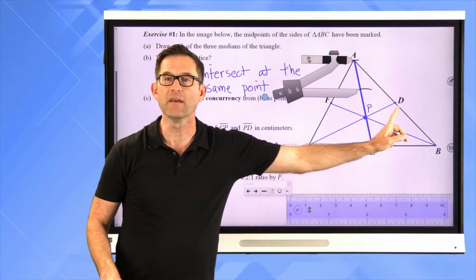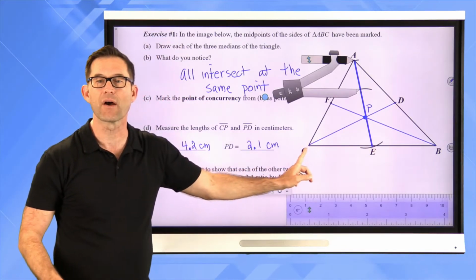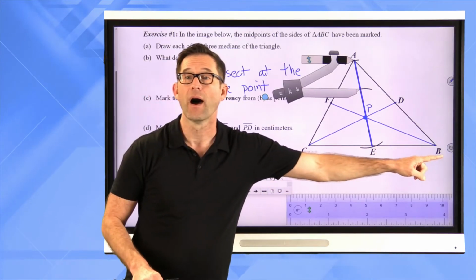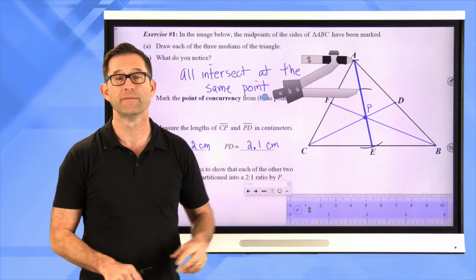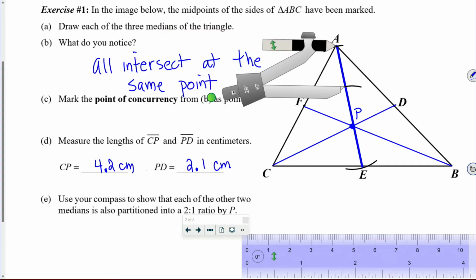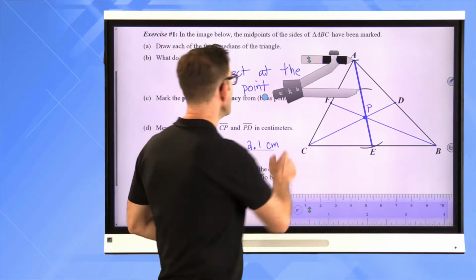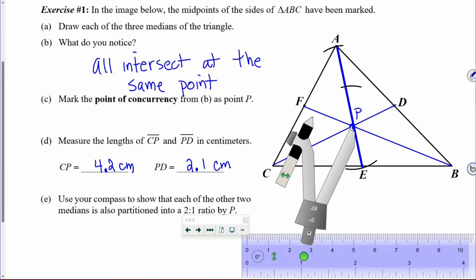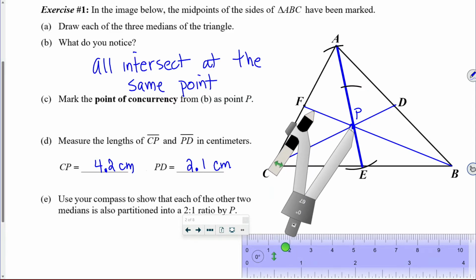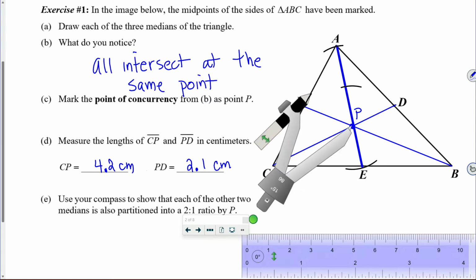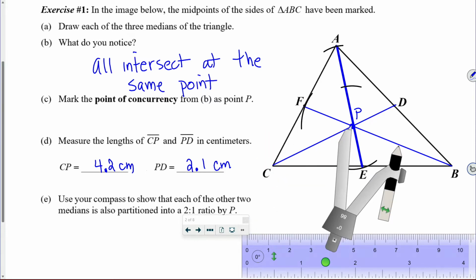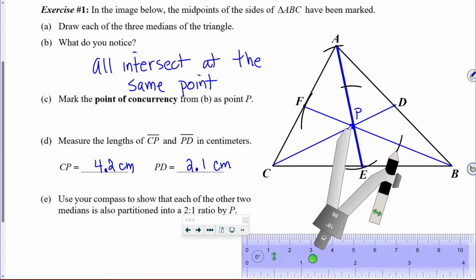See if PD gets reproduced twice down here on CP. Oh, actually, we already did that one with the measurements. I'm sorry. I'd like you to do it on BF. All right, let's do it. So again, what I'm going to do is first mark the length of PF. Now I'm going to flip my compass around and measure it like that.